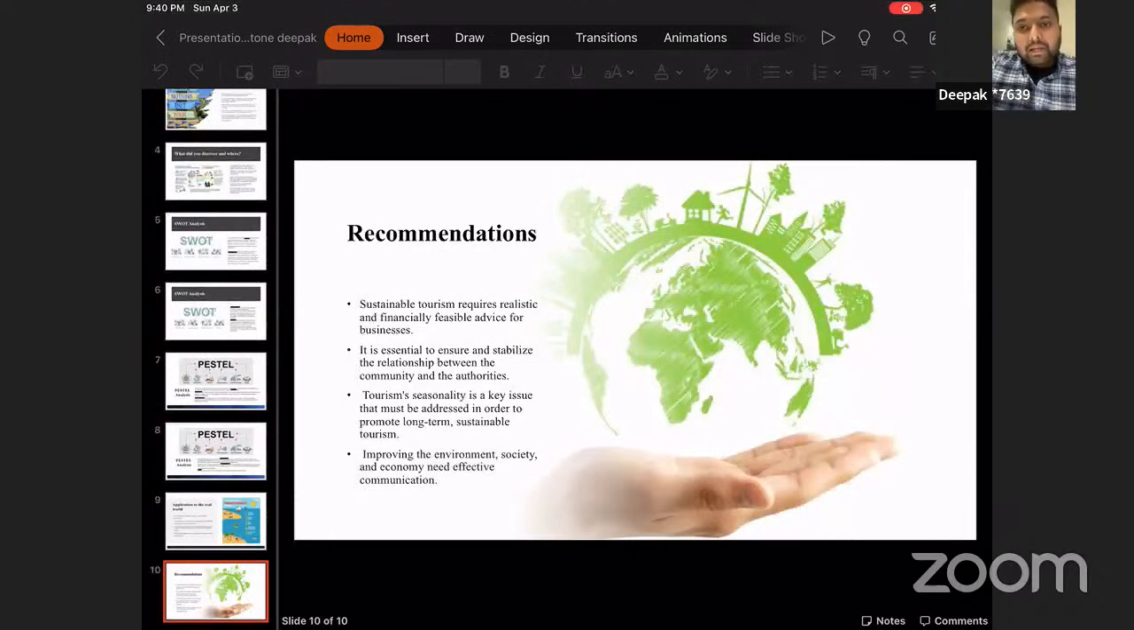Recommendations. Sustainable tourism requires realistic and financially feasible advice for businesses. It is essential to ensure and stabilize the relationship between the communities and authorities. Tourism's seasonality is the key issue that must be addressed in order to promote long-term sustainable tourism. Improving the environment, society, and the economic needs.